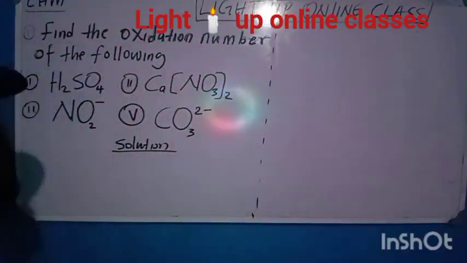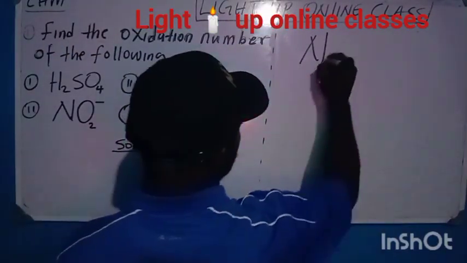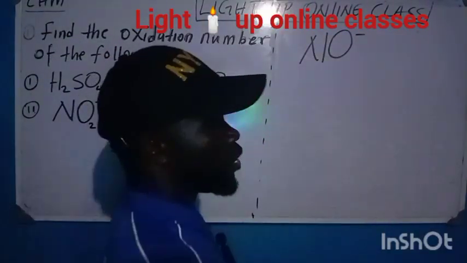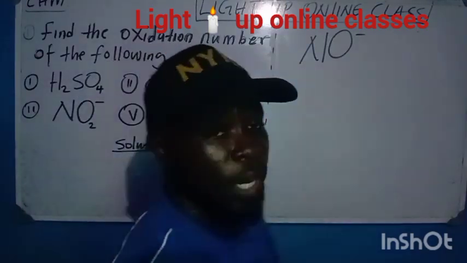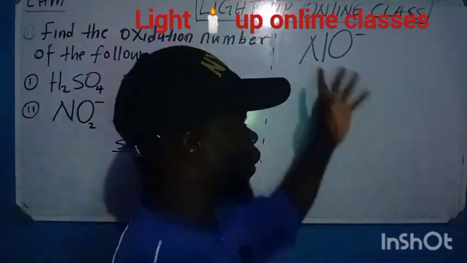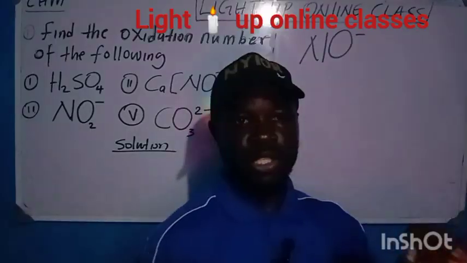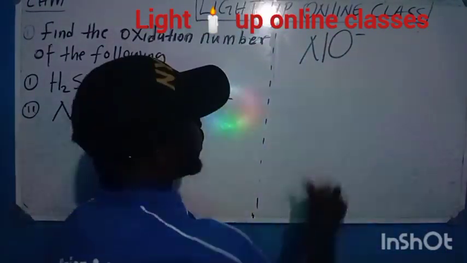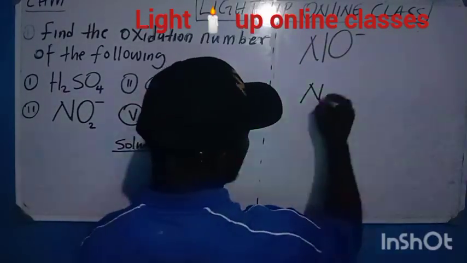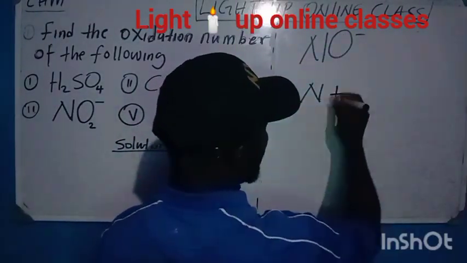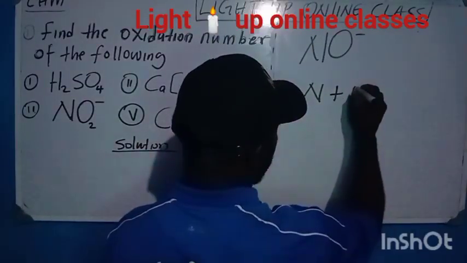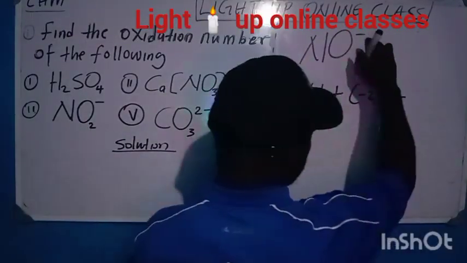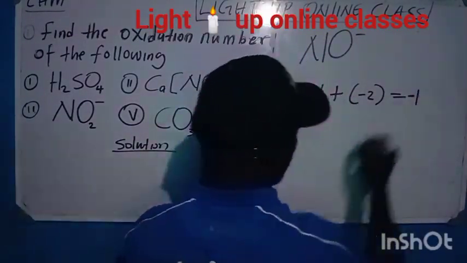Number 3 says nitrogen. Now this is an ionic compound because it has a charge there. For an ionic compound, the sum of the oxidation numbers is equal to the charge of the compound. Here the compound is charged -1, so we are going to have nitrogen plus the oxidation number of oxygen, which is -2, equal to -1.